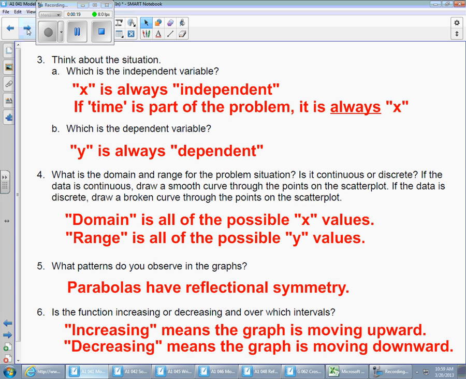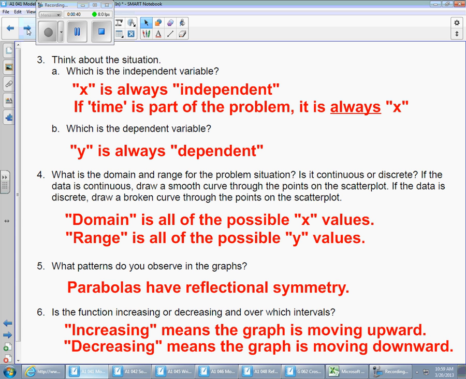Independent and dependent variables. The x-axis is always independent, the y-axis is always dependent. If time is a part of the problem, time is always going to be the independent variable. It's always going to get the x-axis. The language that goes along with that is that what happens on the y-axis depends upon what is going on with the x-axis.